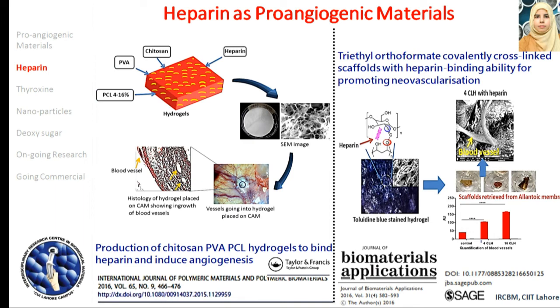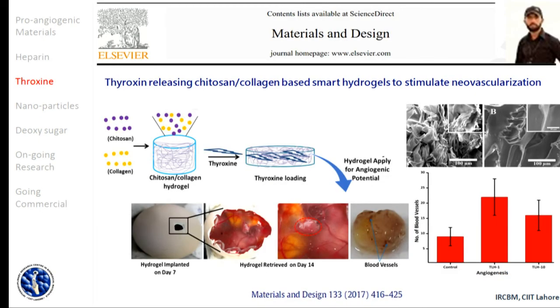This is another example where we have cross-linked chitosan with PVA, and then again coated it with heparin. For heparin staining, we have this toluidine blue staining, which shows a purple color when it reacts with heparin. So we have confirmed the heparin is there. When we put this in the CAM assay, we can see that blood vessels really grew into our materials. So that's our confirmation that heparin is working fine.